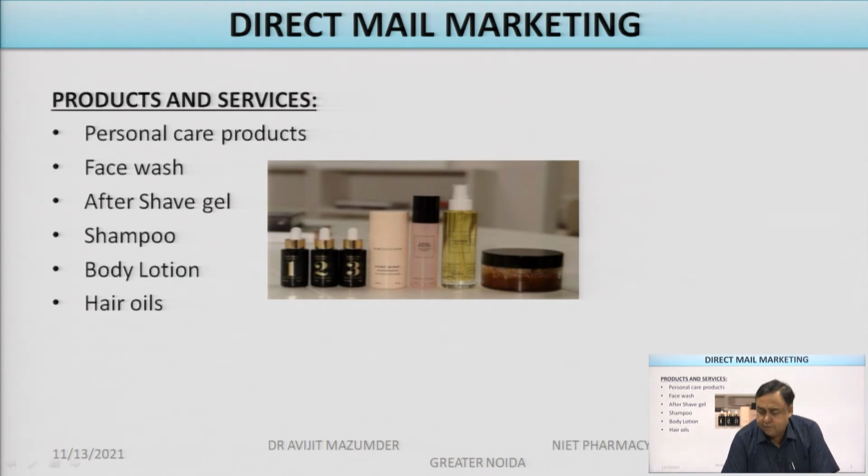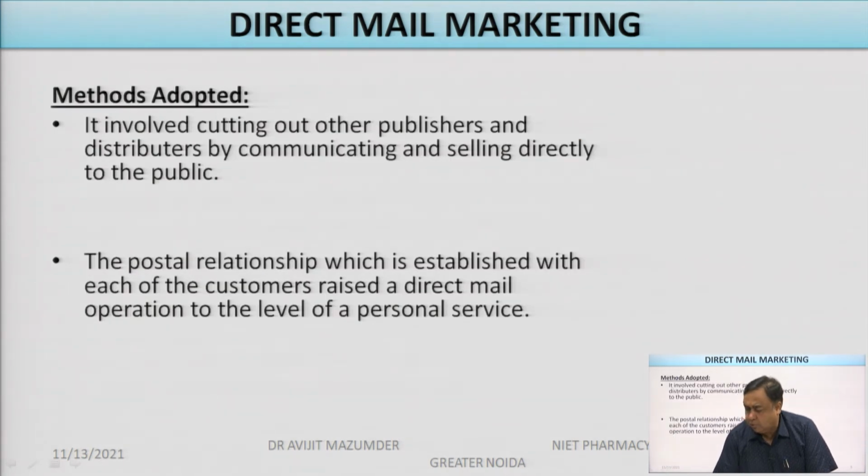The products and services commonly include personal care products: face wash, aftershave, shampoo, body lotion, hair oil, and so on. Now, the question is, what is the method one should adopt? It includes cutting out other publishers and distributors by communicating and selling directly to the public.